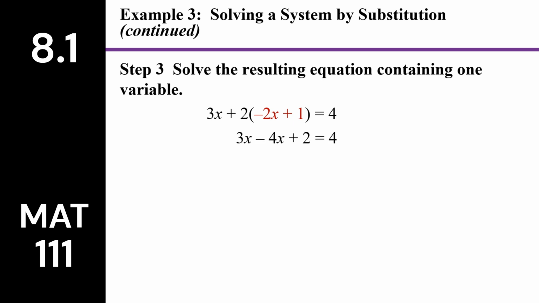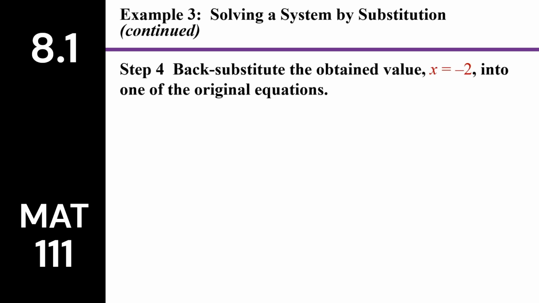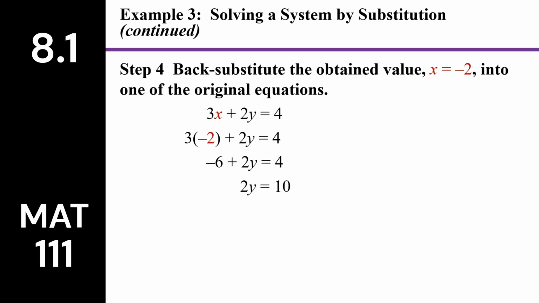We distribute the 2, then we combine the x terms, we'll subtract 2 from both sides, and then we divide both sides by -1. This gives us an x value of -2. In step 4, we'll back substitute the value that we found, x is -2, into one of the original equations. Replace x with -2, simplify, add 6 to both sides, and divide both sides by 2. That gives us y equals 5. So our proposed solution is where x is -2 and y is 5.